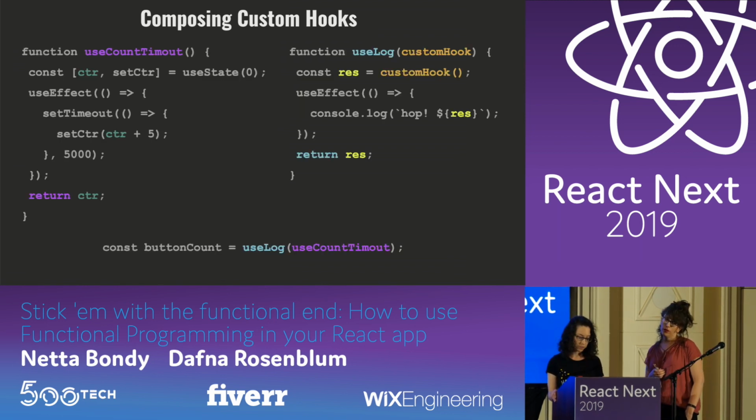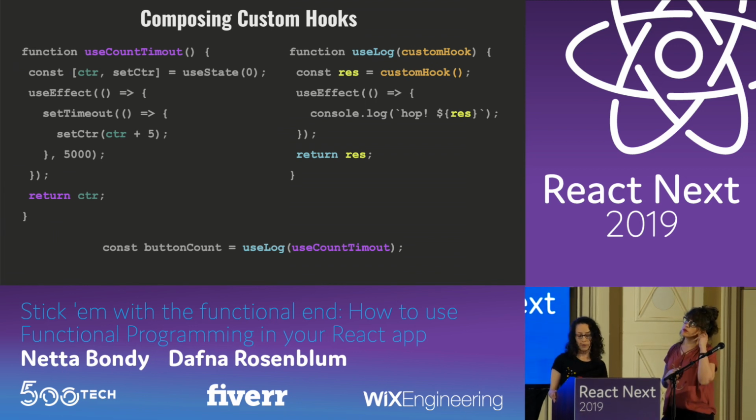So the third solution is to compose them. And this is how it will look like. On the left, we have useCountTimeout hook, which we saw 2 slides before, custom hook. And on the right, we have useLog custom hook. And it receives some hook and runs it and saves the result, and then logs it and then returns the result. And you can see below how we compose them together.